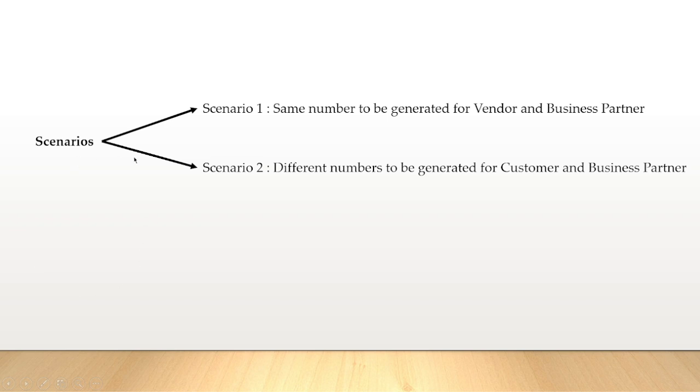Here we have two scenarios. Scenario 1: same number to be generated for vendor and business partner. This we did in accounts payable configuration. Scenario 2: different numbers to be generated for customer and business partner. This now we are going to see in accounts receivable configuration.